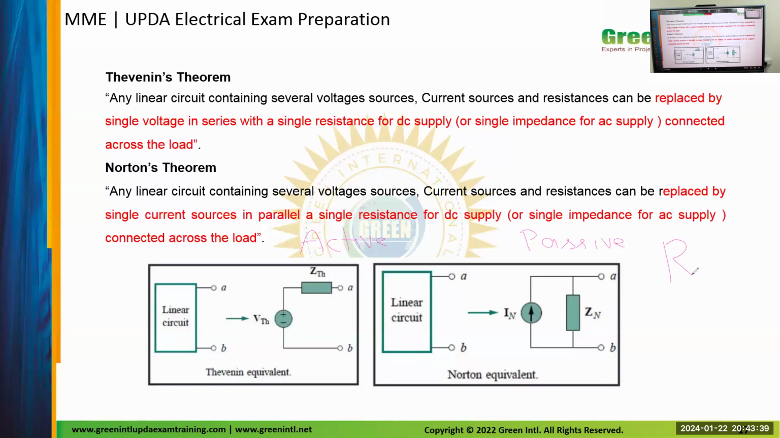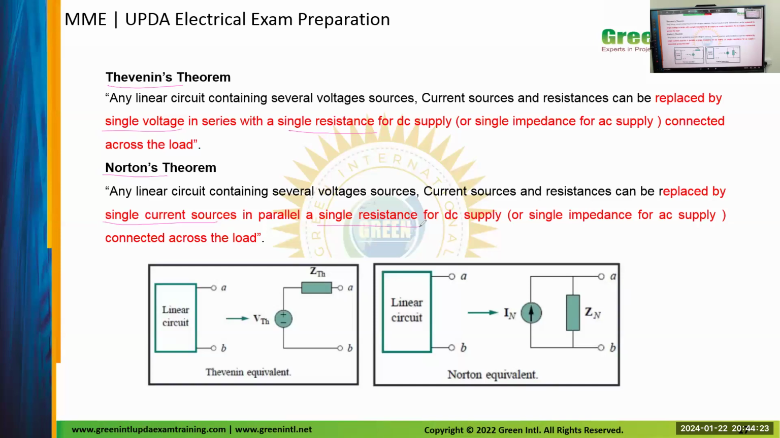So in your circuit, if you are using the voltage source, then it is called the Thevenin theorem. If you are using the current source, then it is called the Norton theorem. So the simple circuit consisting of a voltage source and resistance is called the Thevenin theorem. The simple circuit having a current source and resistance is called the Norton theorem. Thevenin theorem, single voltage source and single resistance. And Norton theorem, single current source, single resistance.